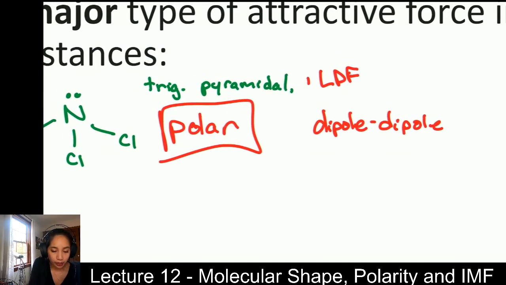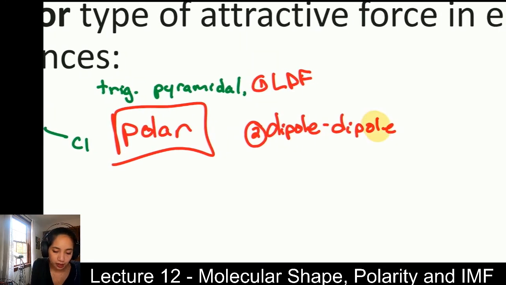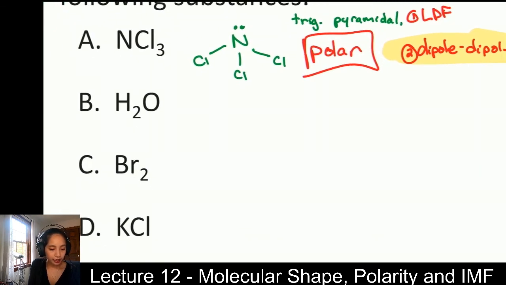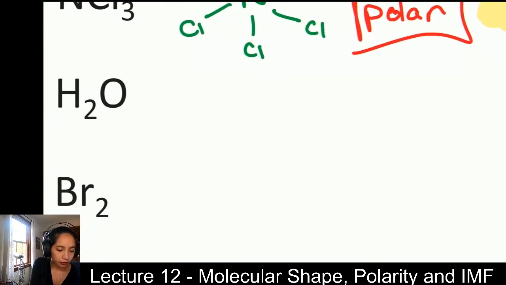So this molecule has both London dispersion and dipole-dipole, but its dipole-dipole is going to be our dominant force because it's the strongest. Okay, so there's that example. So let's do water now.